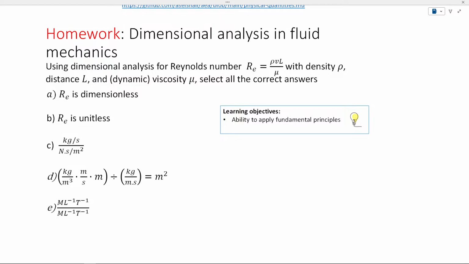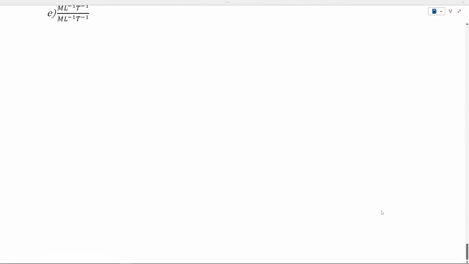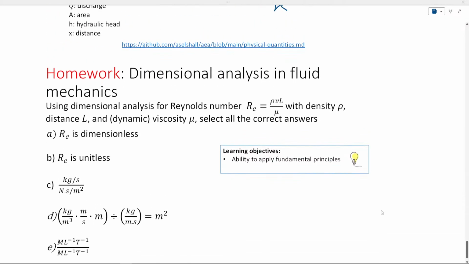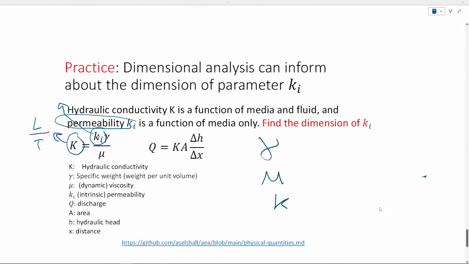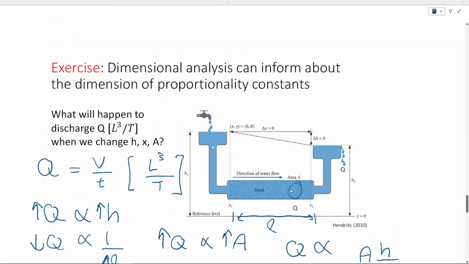Okay, so basically very straightforward. Again, the learning objective is the ability to apply fundamental principles, because what we covered in this lesson are fundamental principles in any engineering analysis. This is not advanced engineering analysis, but this is a fundamental principle in engineering analysis. Okay. So I think that concludes this lesson. In part two, next lesson, I will talk more about what we did here.